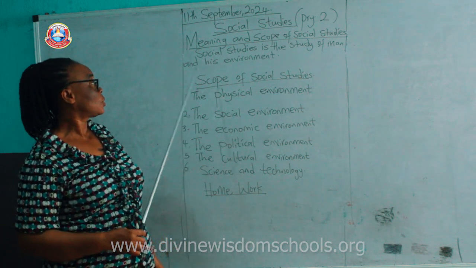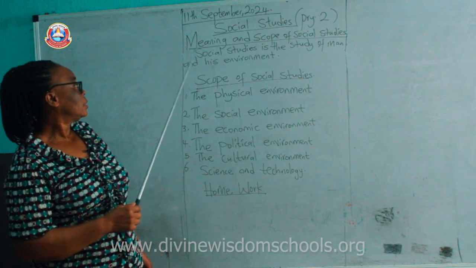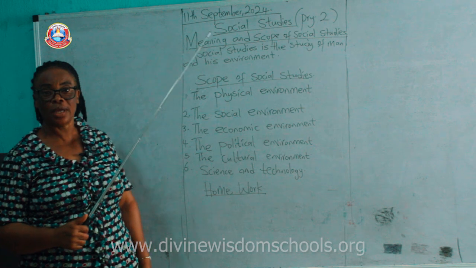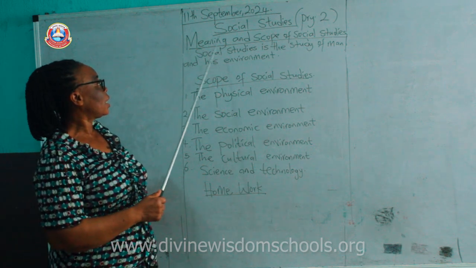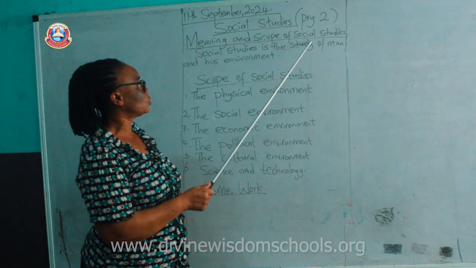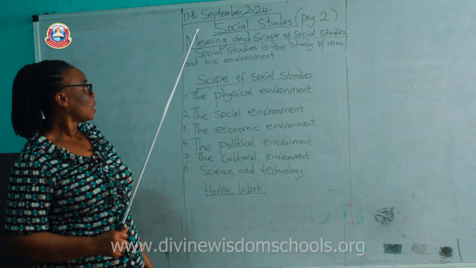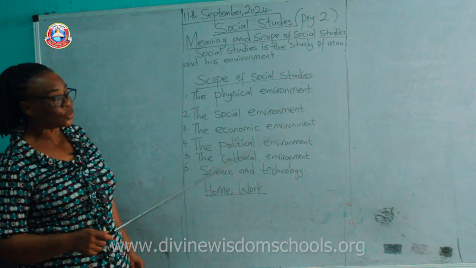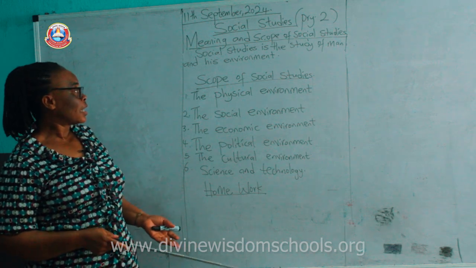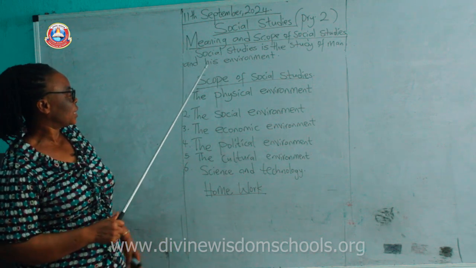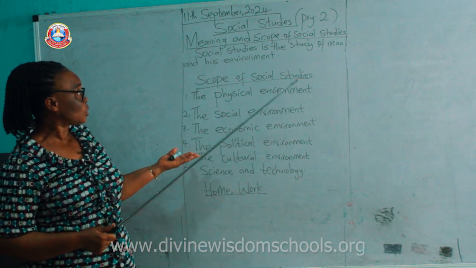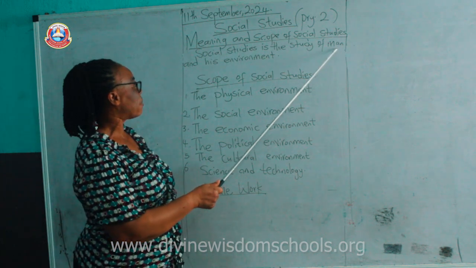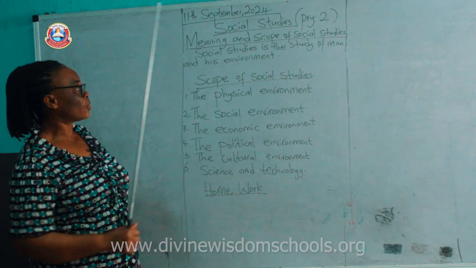Today, in our social studies, we are looking at the meaning and the scope of social studies. Let's say it together again. Meaning and scope of social studies. As we all know, social studies has to do with man and his environment. So, to define social studies, we'll just simply say social studies is the study of man and his environment.